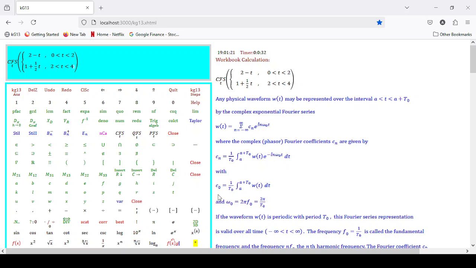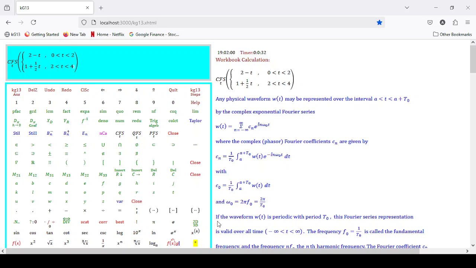We can also calculate C naught by this formula. When n is 0, that means this exponential will now be 1. And we can calculate C naught by this formula. We prefer to calculate C naught separately. Otherwise, if we do not use this formula, we will have to get C naught from here. That means we will have to use L'Hopital's rule and so on. The omega naught is given by this formula, 2 pi f naught, and it is 2 pi over t naught.